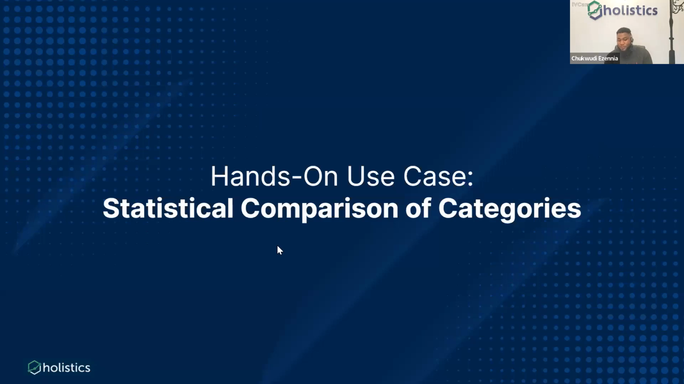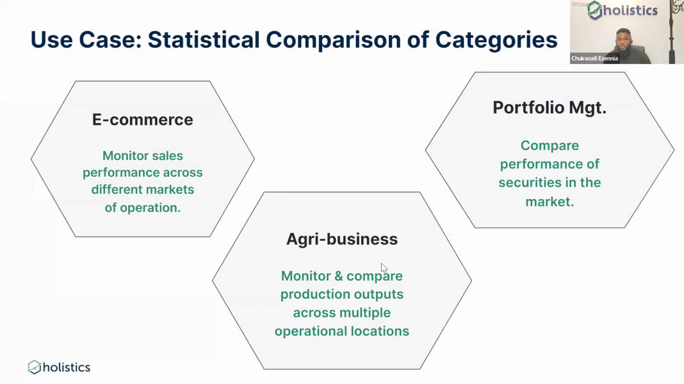Okay. Yeah, so a hands-on use case will be a statistical comparison of categories, right? And we'll just look at three very simple cases, right? So the first one is an e-commerce company. You want to monitor sales performance across different markets of operations, or an agribusiness who wants to monitor and compare production outputs across multiple operational locations, right? Or say a portfolio management company, comparing performance of securities in the market.